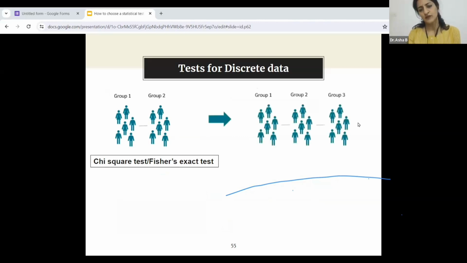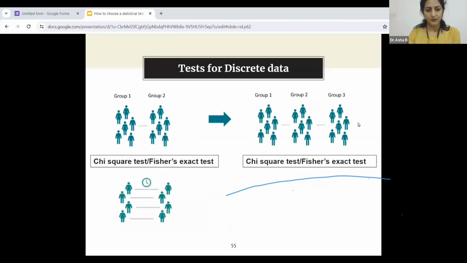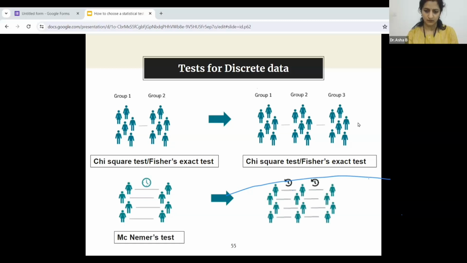Even if we have three groups or more than three groups, we don't have a separate test. We have again the chi-square test or Fisher's exact test. If we have paired nominal data, then we have to go for the McNemar test. If we have three or more paired groups, then we have to use Cochran's Q test. It is not the McNemar test.